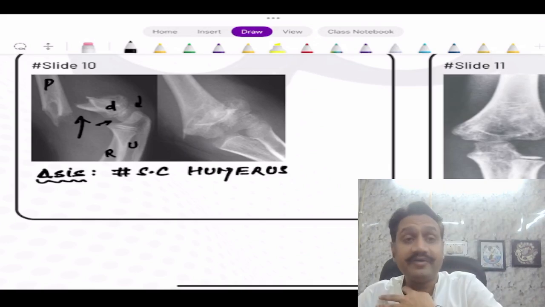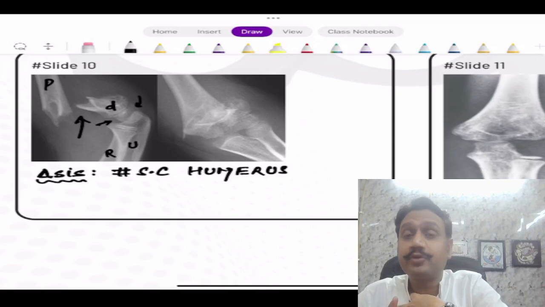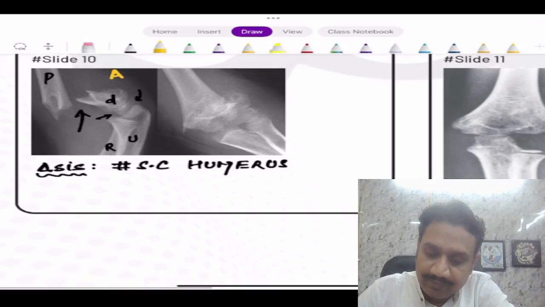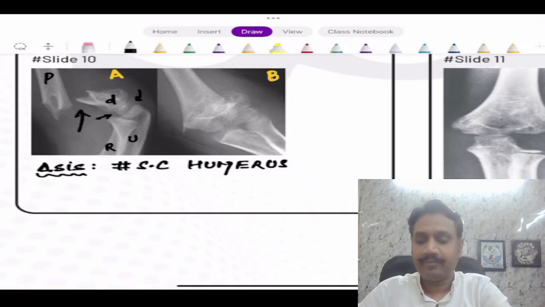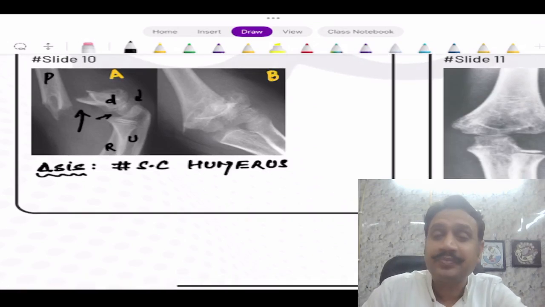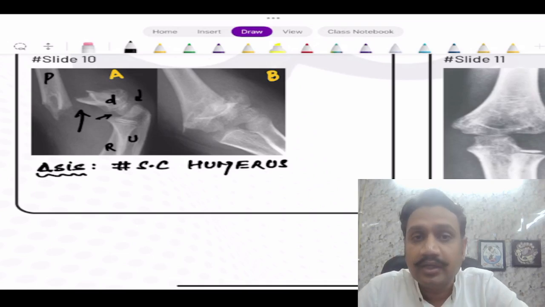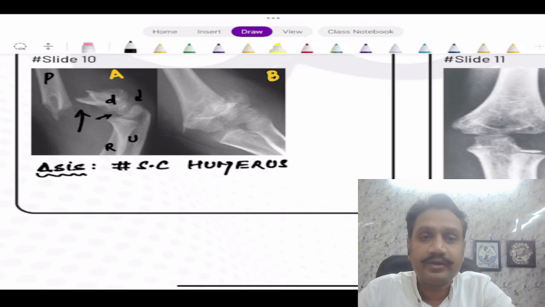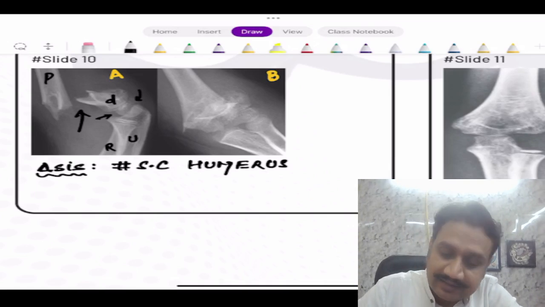So you should be able to identify. Now, when you look at this image, you should be able to identify which kind of supracondylar this is. When you look at the elbow, the lateral view and the AP view, you can very well identify that in image A, it is a lateral view. And in the lateral view, you can very well appreciate that the distal fragment is towards the posterior aspect.